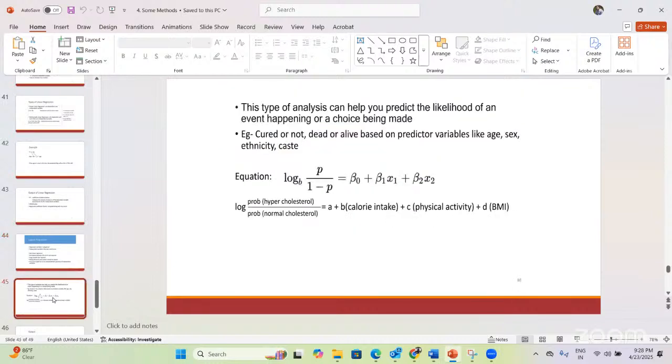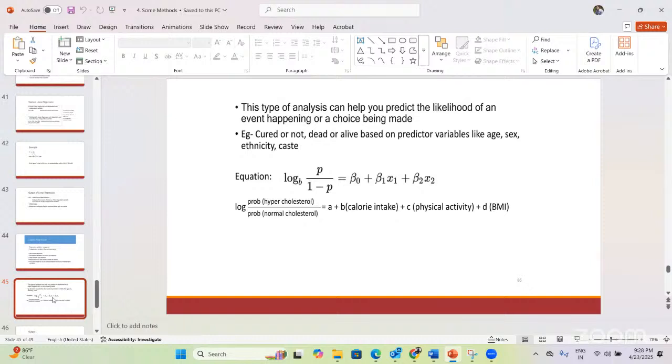That is the equation for logistic regression. P is for the evidence of what we are going to study. Here we used hypercholesterol, and this is x1, x2, the other control or independent variables. Here it is calorie intake, physical activity, BMI, and this B, C, D you have seen here is the coefficient. So whenever you get the results.